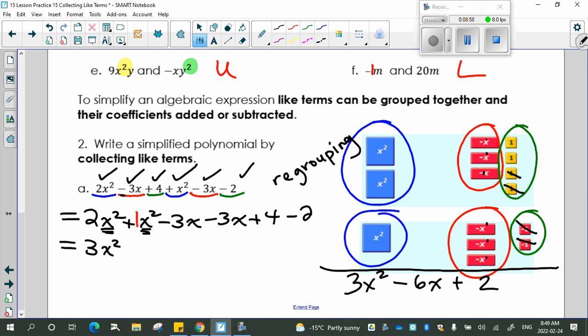Then, including the sign, so negative 3x, I owe 3 x's, and then I owe 3 more x's. So on your calculator, you type in negative 3 minus 3, which gives you negative 6x. And then here, positive 4 minus 2 is positive 2. So if I didn't have the pictures, that is how I would algebraically do that. Okay? So use the colors, regroup, and then collect.